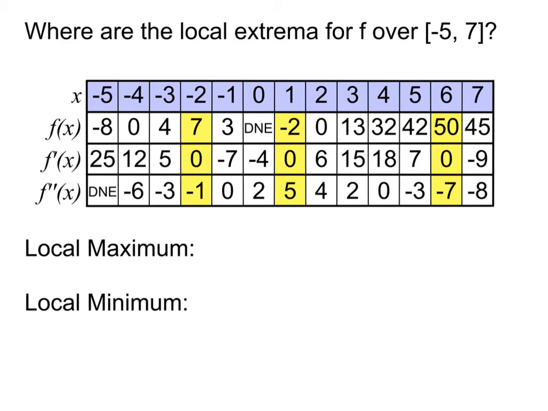Now, for it to be a local maximum like this, what do I look for? Yep, we're looking for a negative second derivative. So we're looking to see where f double prime is a negative number. That means it's going to be a local maximum. So we have a local maximum here at x equals negative 2 and 6. Yep. That means we have a local minimum at x equals 1.